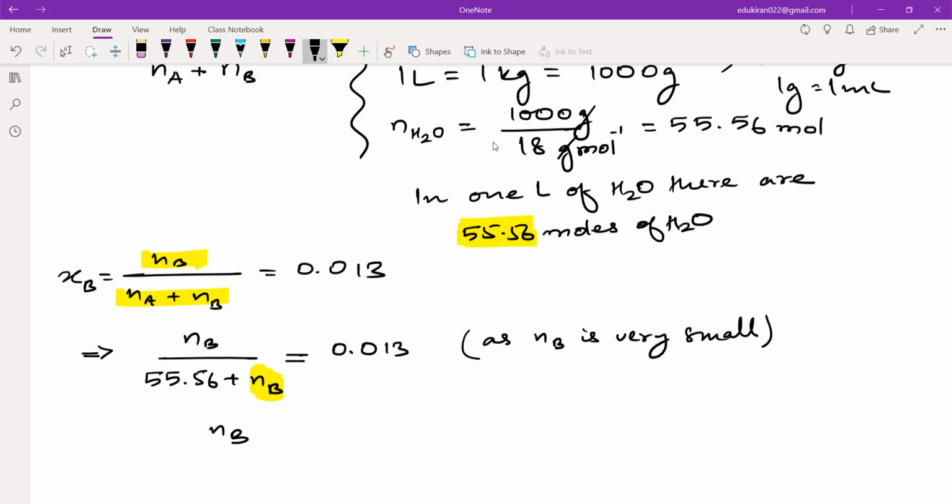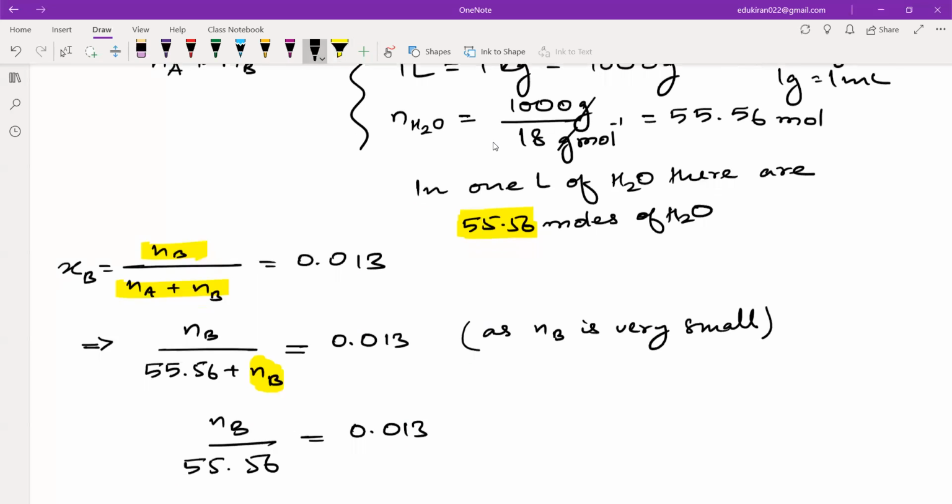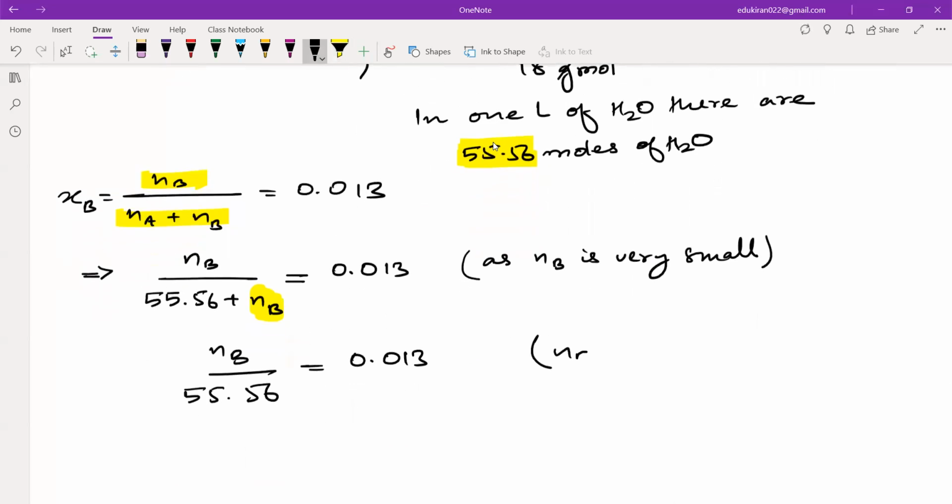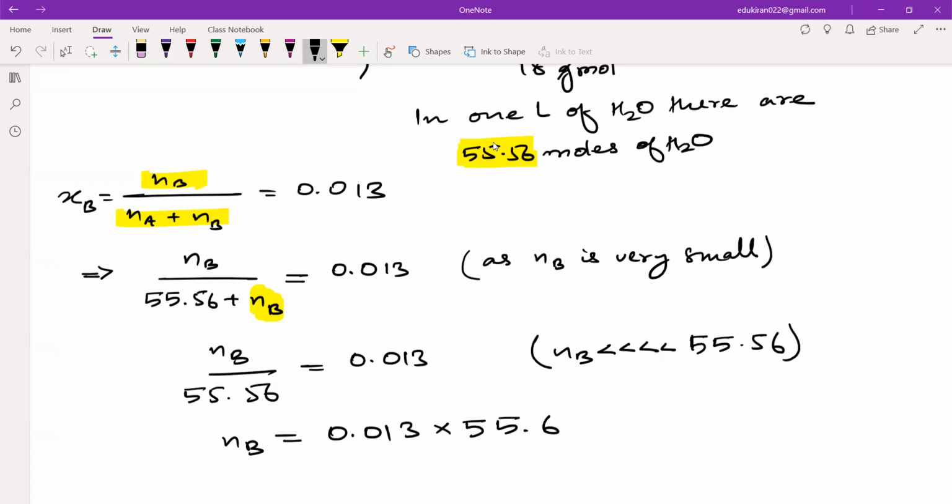You can write NB upon 55.56. It will be equal to 0.013. Sorry, 0.013. NB is very small, much smaller than 55.56. Now NB is equal to 0.013 into 55.56. This will be in terms of moles. So this will also come in moles.